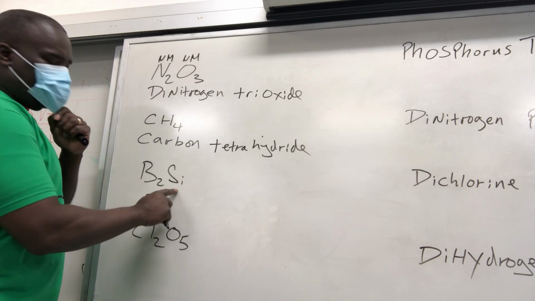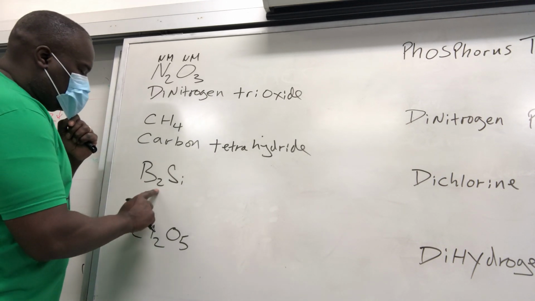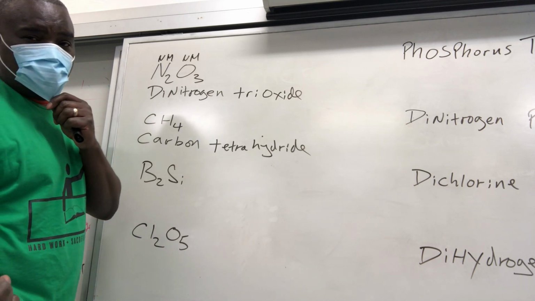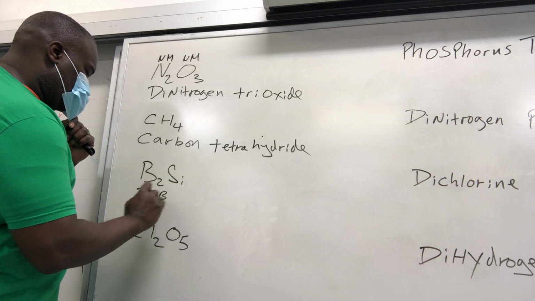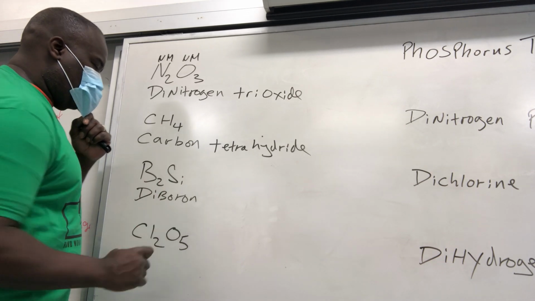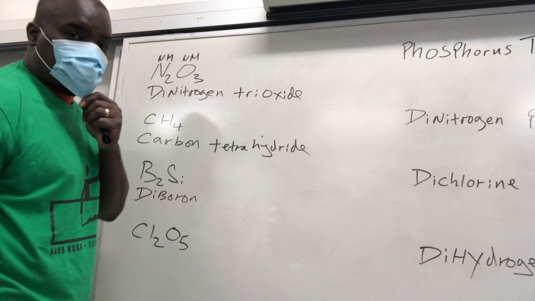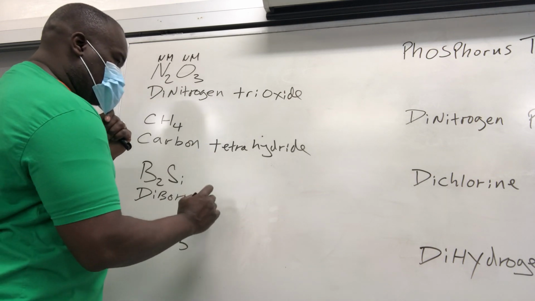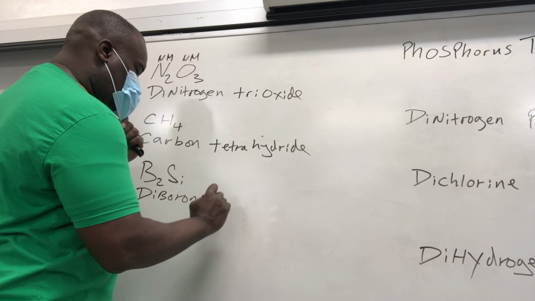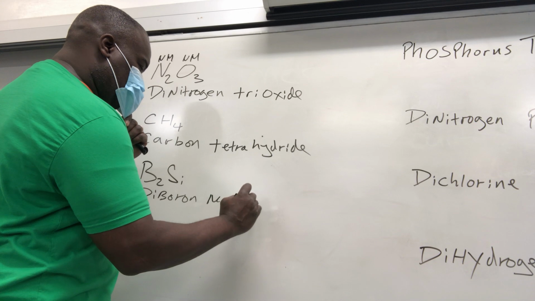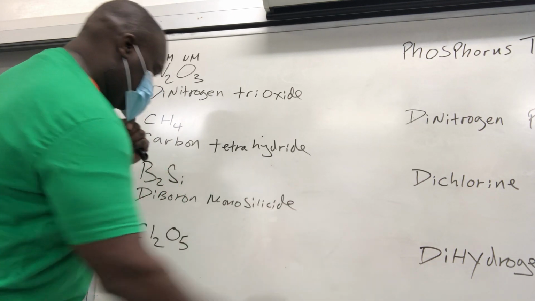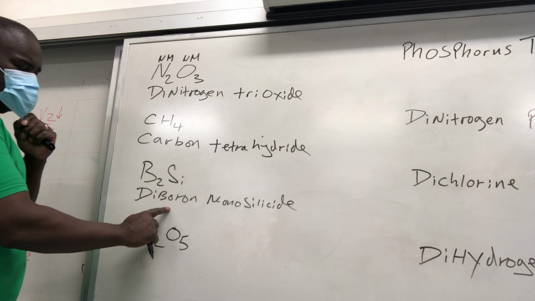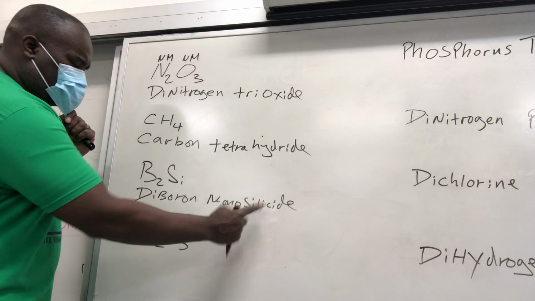All right, this guy right here, how would you name this? It's B2Si. Now you got 2 B's, right? B just happens to be boron, so you say diboron. Okay. Now you only have 1 Si, right? You have to modify the name, so it'll be what? 1 is mono, so you say monosilicide. Okay, bam. Done. Diboron, 2 borons, 1 silicon, done.